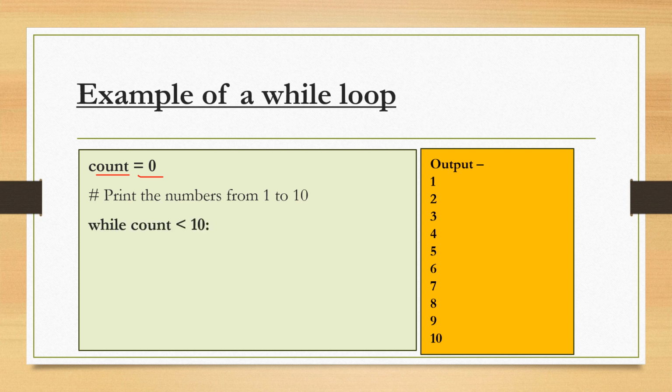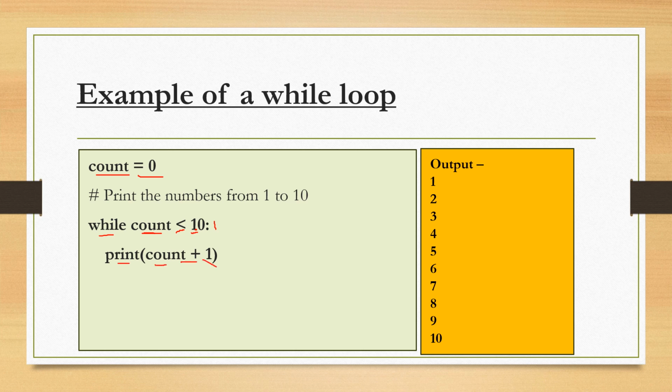Now we know how many times we have to perform this task. So it will be from 0 to less than 10. We have to check the condition: while count is less than 10, we have to perform the task. Then we have given the colon, and now we are going to print the numbers by using the print statement, and we have to provide indentation to run the code without any error. Now we have printed the number like print count plus 1.